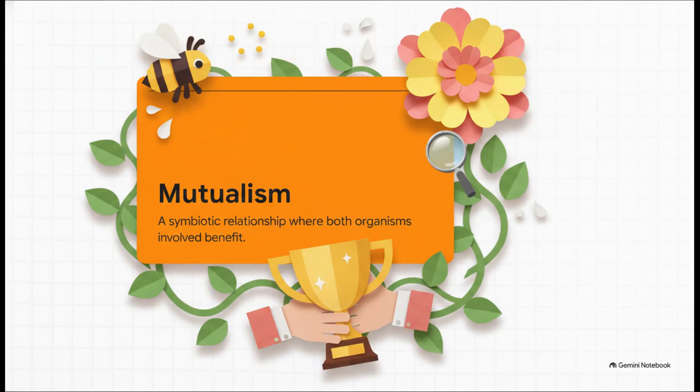Think about a bee and a flower. The bee gets sweet nectar to make food, and the flower gets its pollen spread around so it can reproduce. Neither one is being harmed. In fact, they both actively help each other survive. It's practically nature's ultimate partnership.